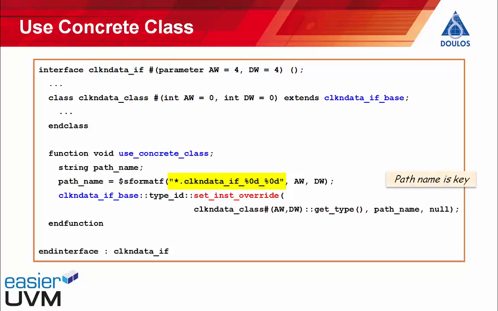So as I said before, the correct choice of path name is key to making sure that we actually get the correct objects instantiated within our UVM agents. So again, the form of the path name in this factory instance override is star.clock and data if, and then we're appending the values of the parameters, AW and DW in this case. So this instance override is going to apply to precisely the instances of our SystemVerilog interface with exactly these parameter values and no other instances, provided we set up the right strings when we create those instances.